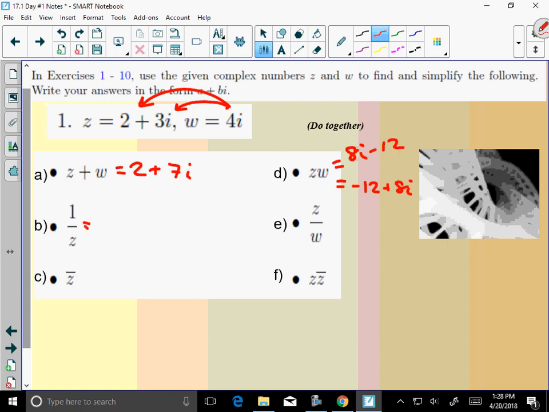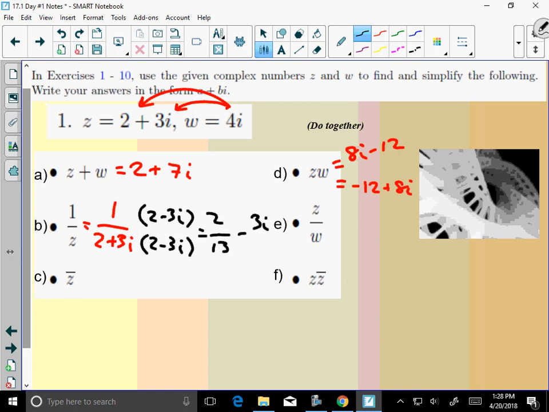Okay, what about 1 over z? Well, 1 over 2 plus 3i. What am I going to multiply top and bottom times? 2 minus 3i. Conjugate FOIL. Love it. Okay, what's 2 times 2? 4. What's 3 times negative 3? Negative 9, but the i squared makes it positive 9. So I'm going to get this. I think 2 minus 3i over 13. That was convenient.